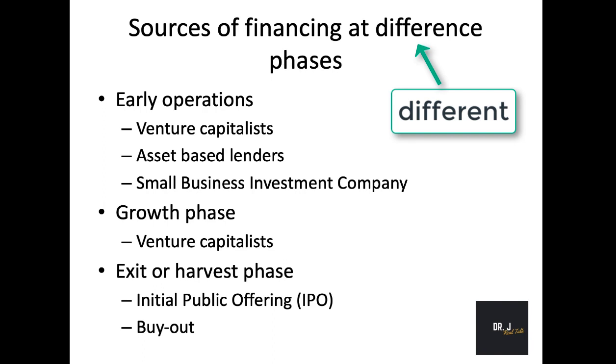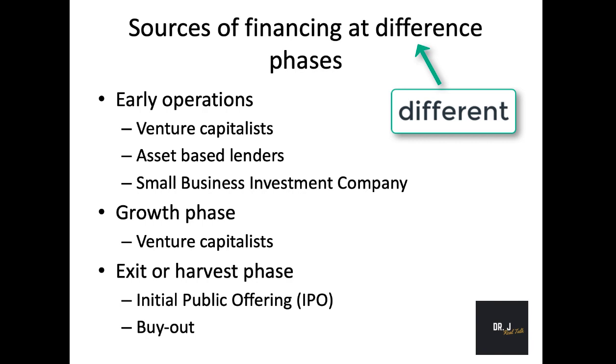You may also get venture capitalists at the growth phase. Again, VCs may come in. That's when you're gaining money, quickly expanding, quickly growing, and you need more money to grow. So you get more venture capital money at the growth phase, and then of course the exit or the harvest phase, when either you're going to be a company for a long time like Facebook, or you're going to sell it and exit out of it.